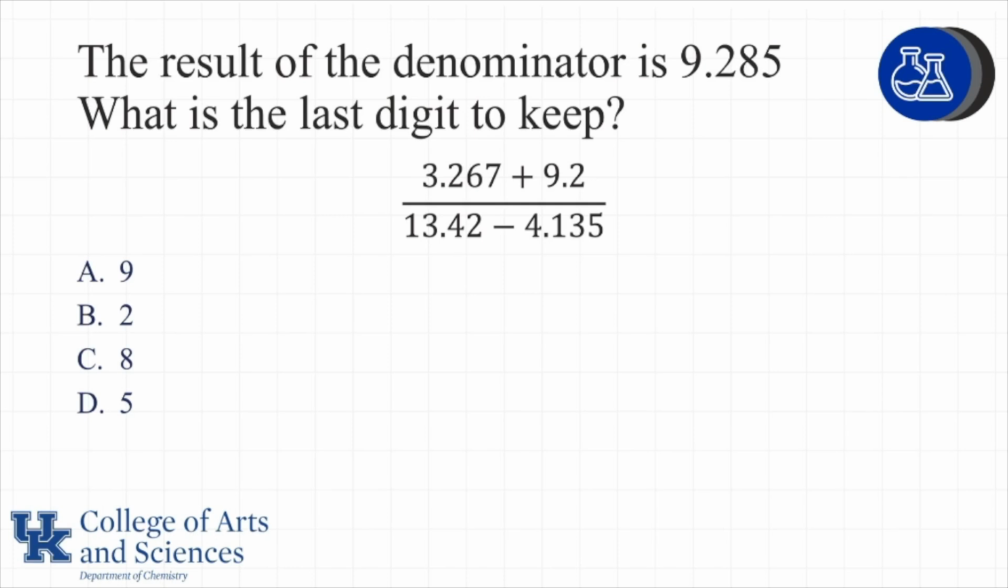The result of the denominator is 9.285. What is the last digit to keep? 13.42 minus 4.135. So we have 2 decimal places and 3 decimal places. So the last digit I can keep is the 8 because it's the second decimal place.